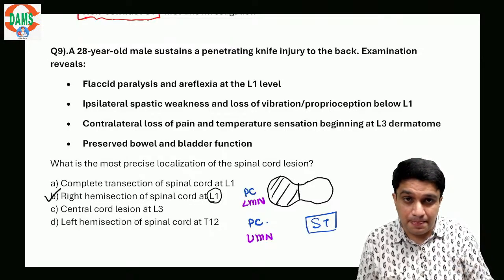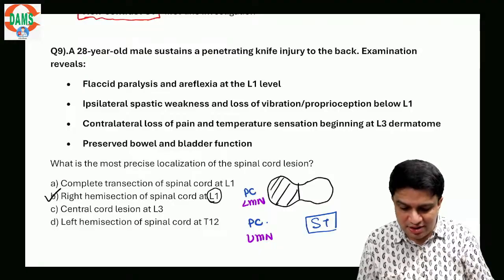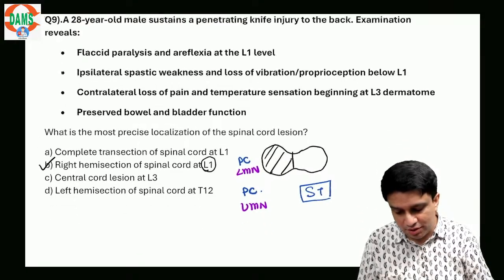Okay. So that's an easy, simple, straightforward question, Brown-Séquard syndrome.